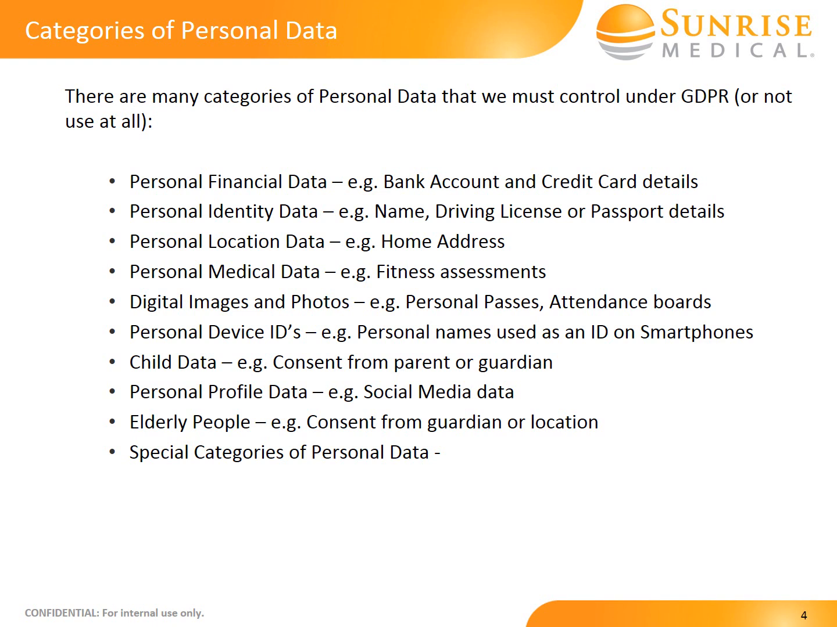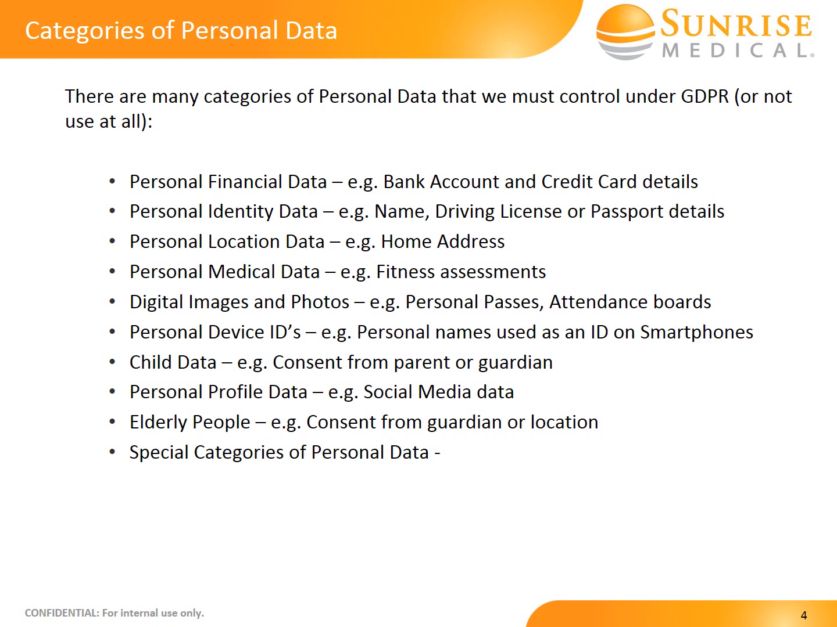So moving on, there are categories of personal data within GDPR. There's a number of them listed on your screen. Personal financial data, which is bank accounts, credit card details. Identity data, so name, driving license, passport. Location data, such as home address. Medical data, such as fitness assessments, which may be carried out by human resources. Digital images and photos from personal passes, attendance boards, this kind of thing. Personal device IDs, such as those which could be renamed. You could rename your smartphone with one of these.